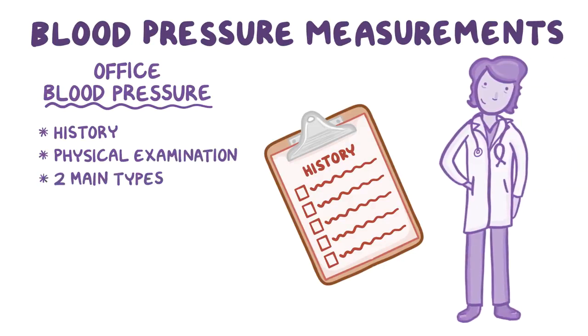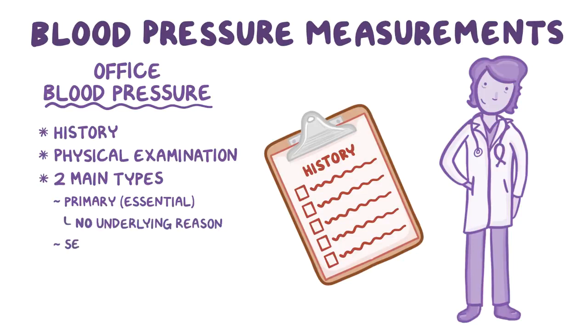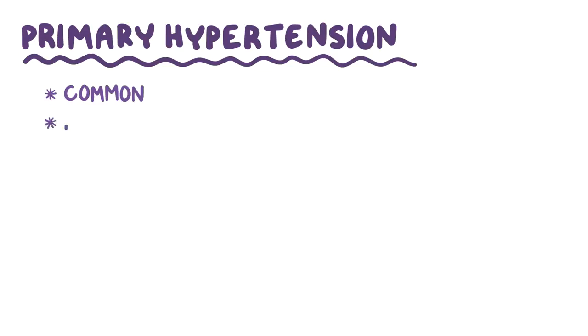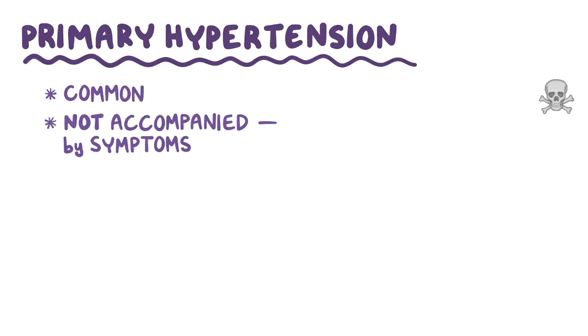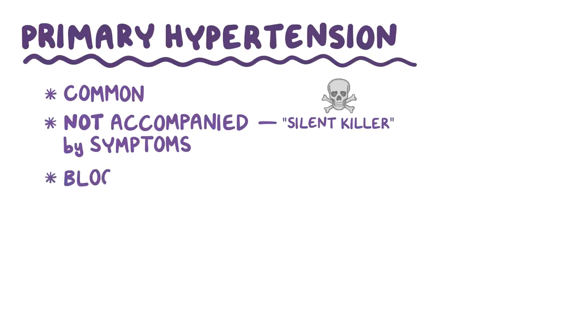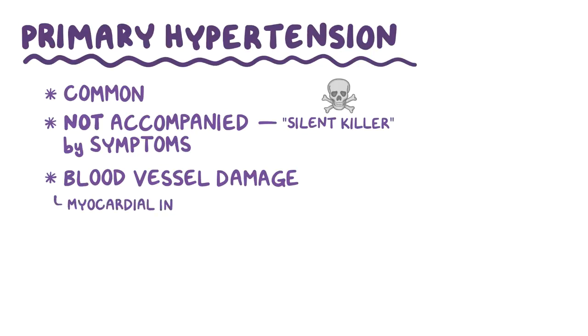Now, there are two main types of hypertension. Primary, or essential hypertension, has no clearly identifiable underlying reason, and secondary hypertension, which does have a specific identifiable underlying condition. Primary hypertension is way more common, and it generally isn't accompanied by symptoms. It's sometimes called a silent killer, because over time, pressure in the arteries slightly creeps up and causes blood vessel damage, which is a risk factor for serious problems, like myocardial infarctions, aneurysms, and strokes.